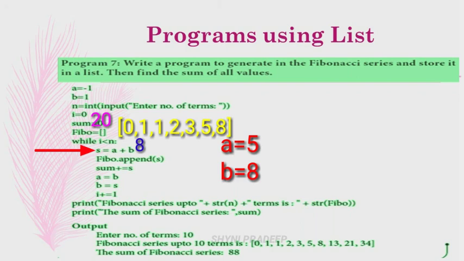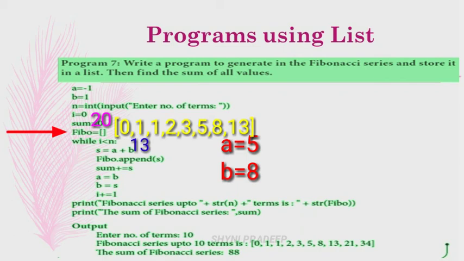A means what? 5. B means 8. 5 plus 8, 13. So S equal to what? 13. 13 will be stored in the Fibo list, which means added in the Fibo list. And the next sum is equal to sum plus S. Sum value is what? 20. 20 plus 13. Sum is equal to 33.